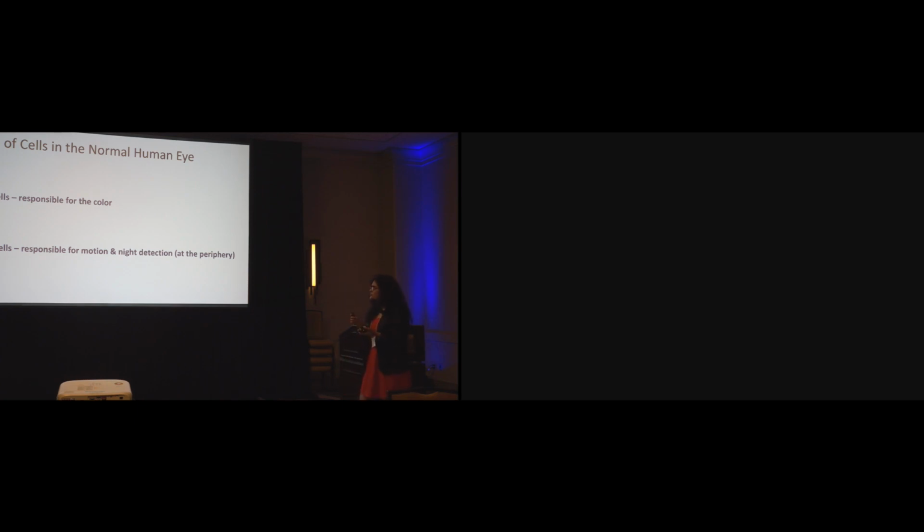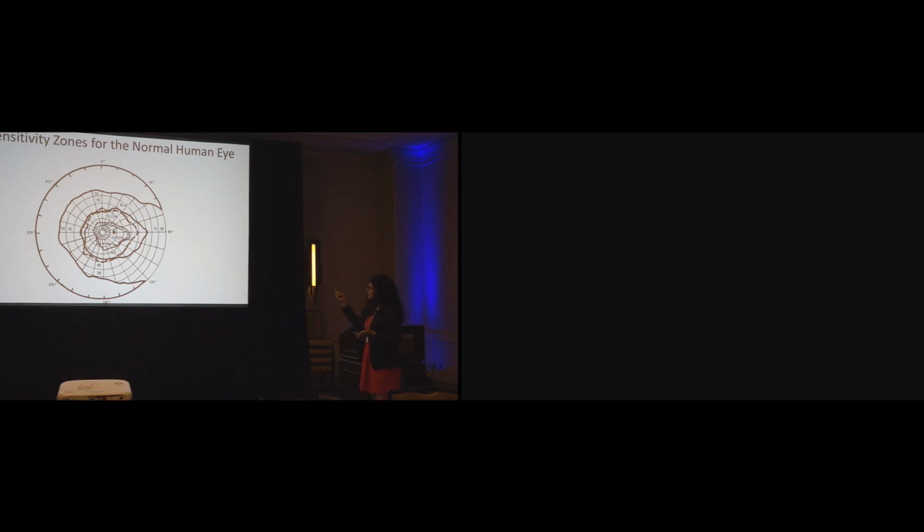So there are two types of cells in the human eye. The cone cells are really responsible for color: red, green, and blue. And the rod cells are really important for your motion and night detection at the periphery. That's why it's really important. Most of the red and the green cells are located in the center. Red occupies around 60 to 70%, and green around 20%. And the blue cells are mostly at the periphery. So that's where your blue perception comes from.